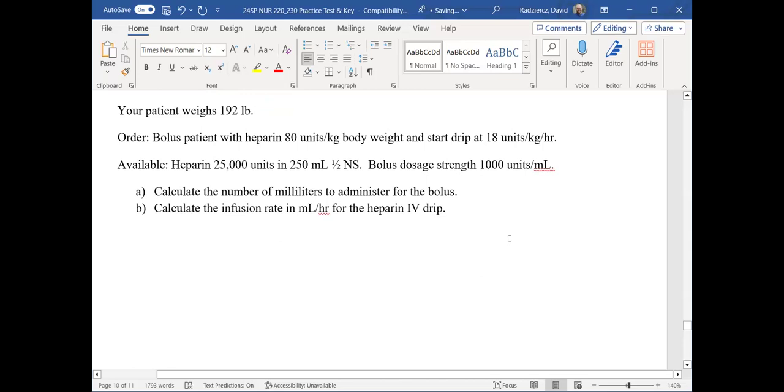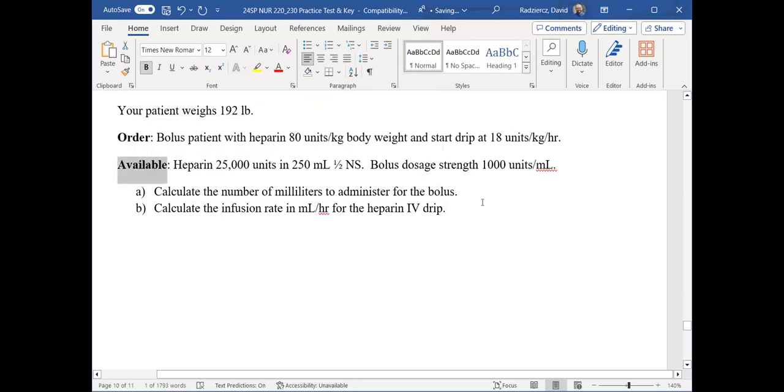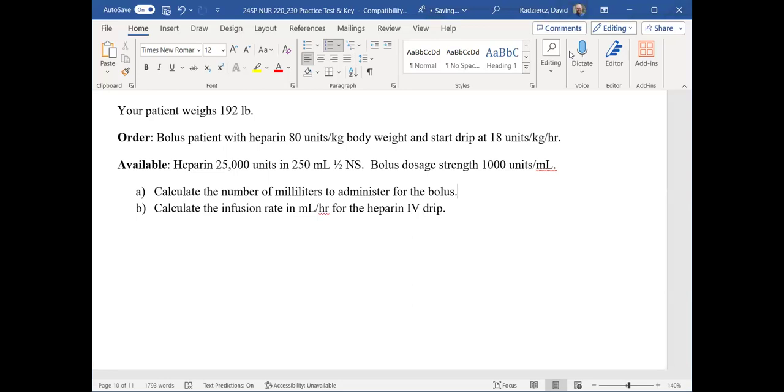All right, so your order is listed, your available is listed, and I'm asking you to do two things. I'm asking you to calculate the bolus, and I'm asking you to calculate the infusion rate given the order and what's available. So take your time, go ahead and answer that, and then once I see some of the answers start coming in, we'll check them and go over this.